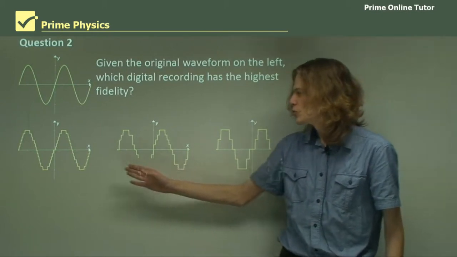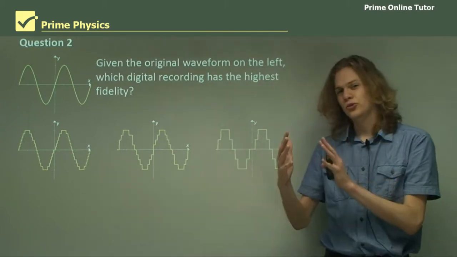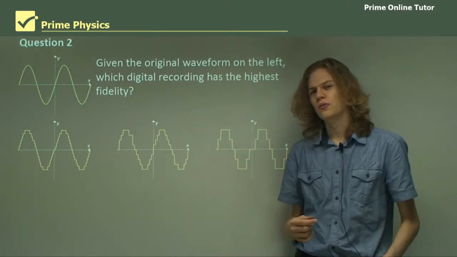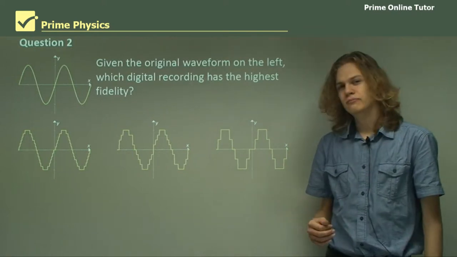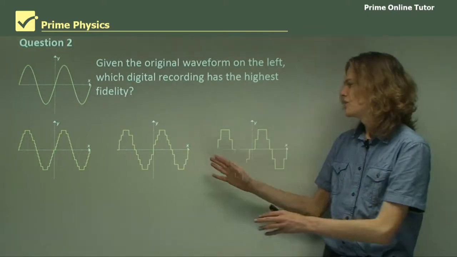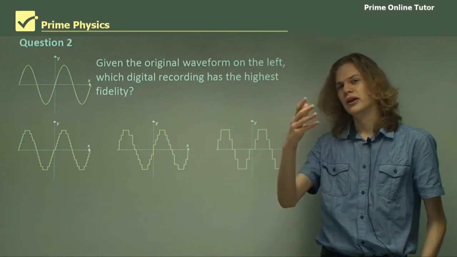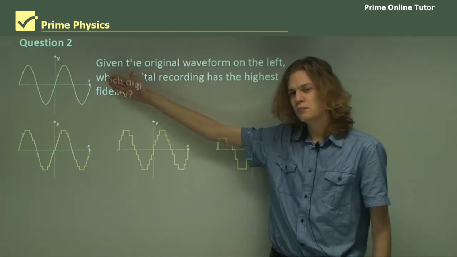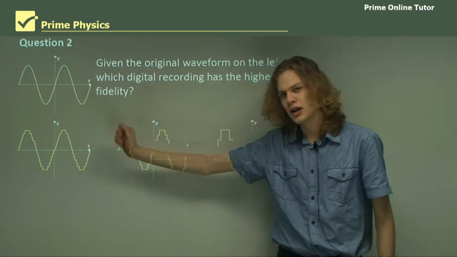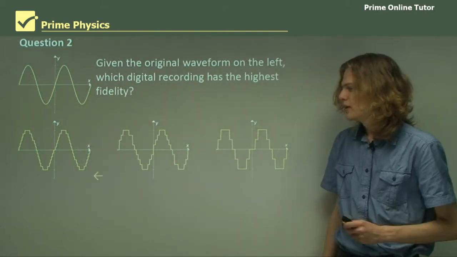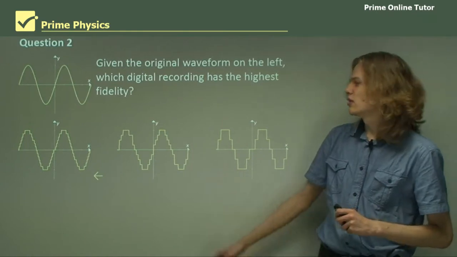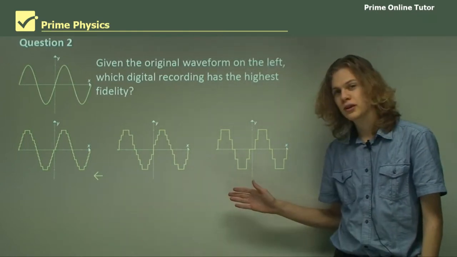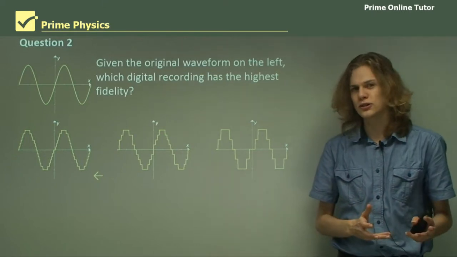If we look at the leftmost one though, the sampling rate is closer together, and we can have even more different values for the height of the wave. And even if we're not looking at the sampling rate or the encoding, we can still see that our original shape looks most similar to this leftmost shape. So this is the correct answer. The leftmost shape has higher fidelity than either of the other two shapes because it's most similar to the original version.